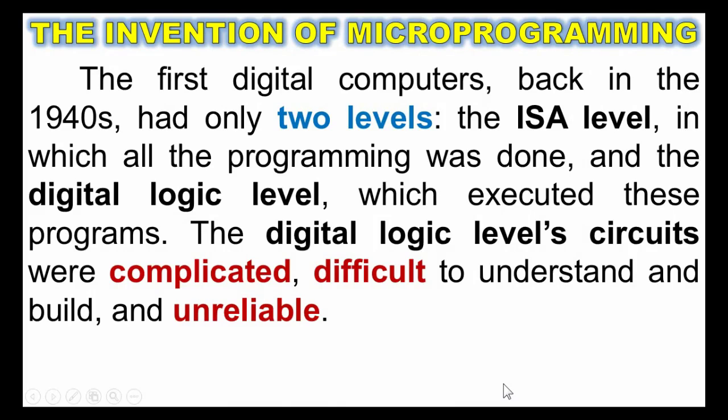The first digital computers back in the 1940s had only two levels: the instruction set architecture level, or ISA, in which all the programming was done, and the digital logic level, which executed these programs. The digital logic level circuits were complicated, difficult to understand and build, and unreliable.